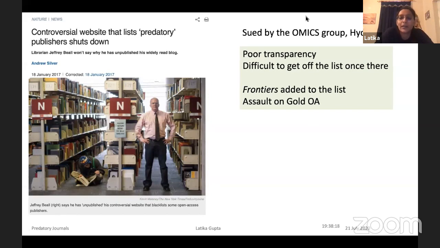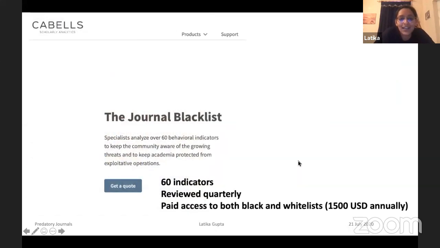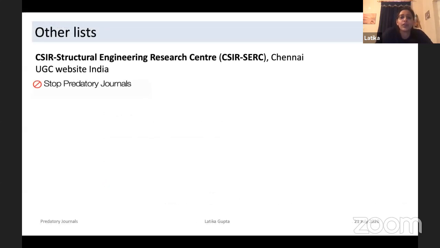Well, some of them are clean. He was sued by the Omics group in Hyderabad due to poor transparencies, and also it was very challenging to get off the list once they were there. But all is well that ends well. So Beale was eventually hired by Cabell, and now he looks after the Cabell's list, which is a paid list, and subscribers can get access to both black and white lists, and it is reviewed quarterly with 60 indicators, which are verified by a group of personnel.